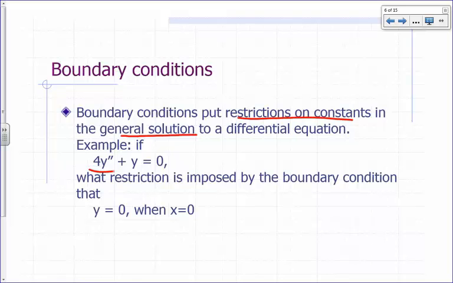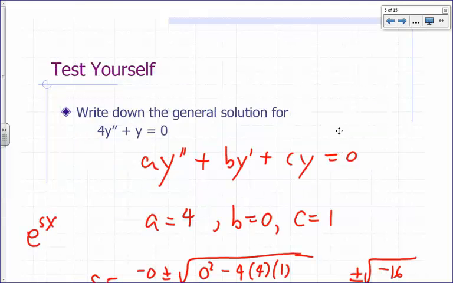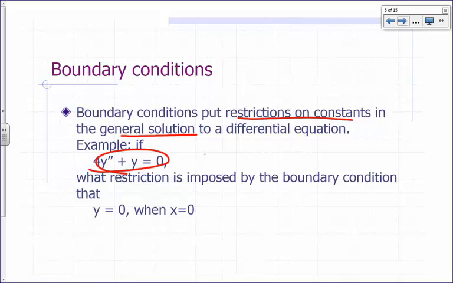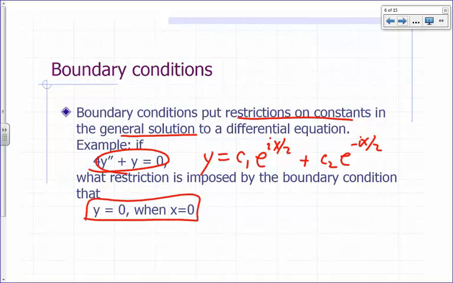Okay, so this example we have right here, that's the one we just solved, right? 4y double prime plus y equals 0. So what's our general solution? C1 e to the ix over 2 plus C2 e to the negative ix over 2. So let's remember our solution to this: y equals C1 e to the ix over 2 plus C2 e to the negative ix over 2. Okay? What if we want y to be 0 when x equals 0? So that's an example of a boundary condition.